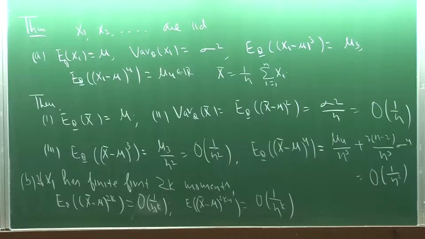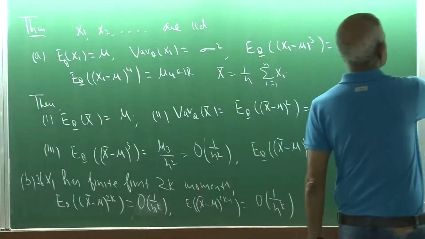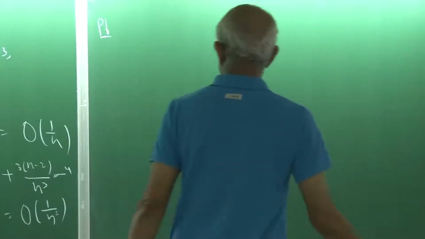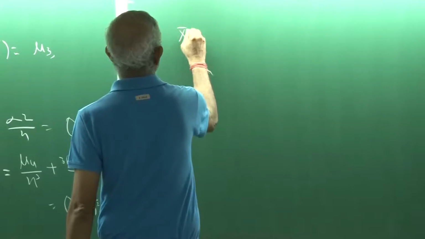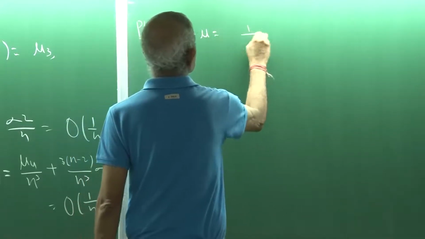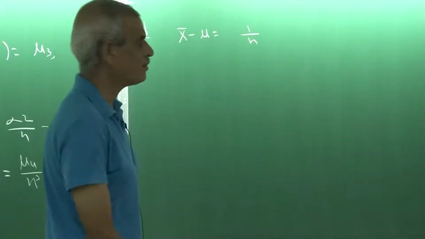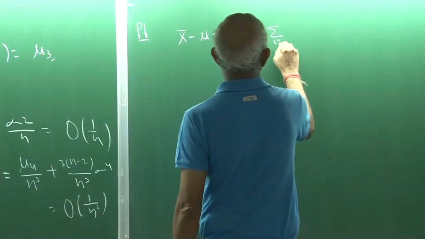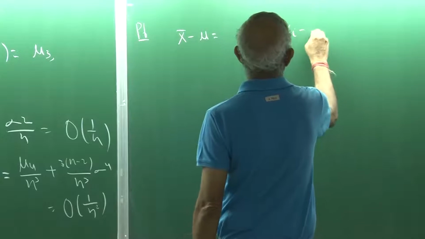Let us try to see how you prove it. The proof is not difficult. Let us see what is x bar minus mu. It is 1 by n summation i equals 1 to n, xi minus mu.